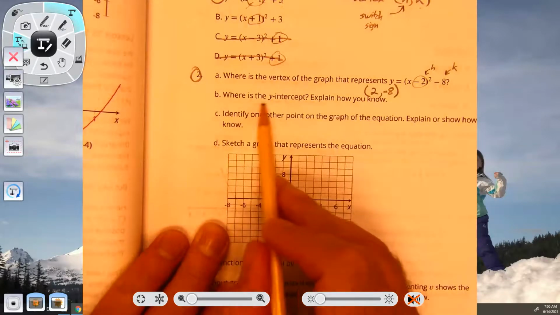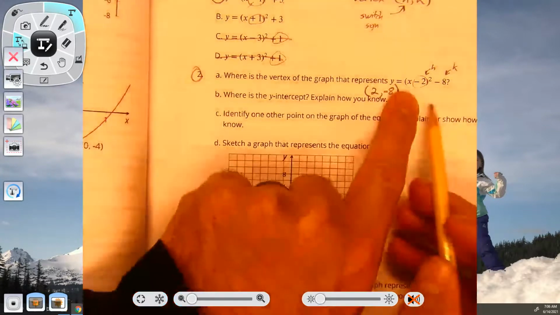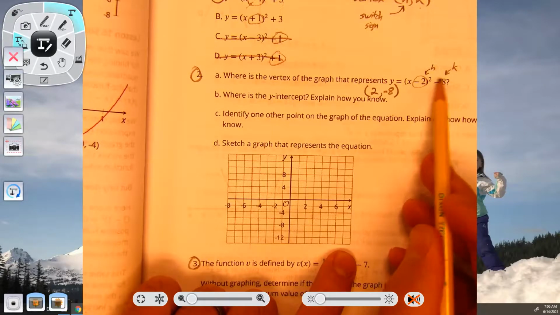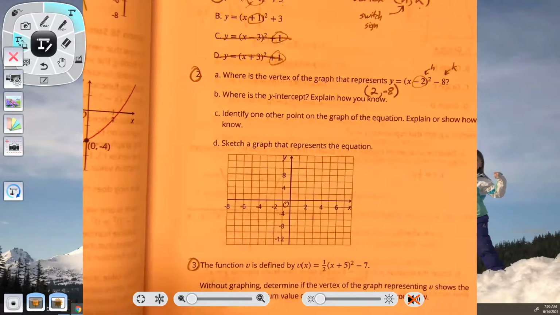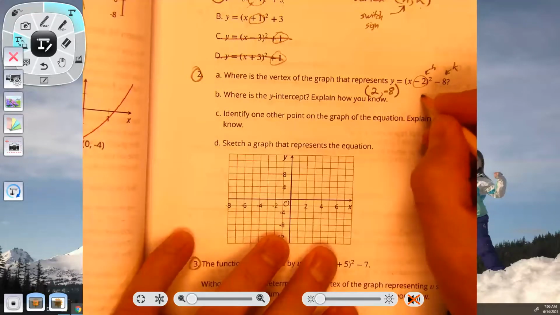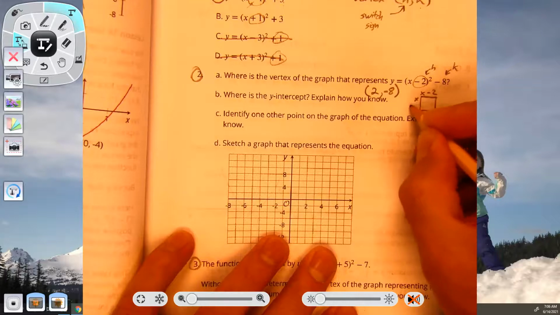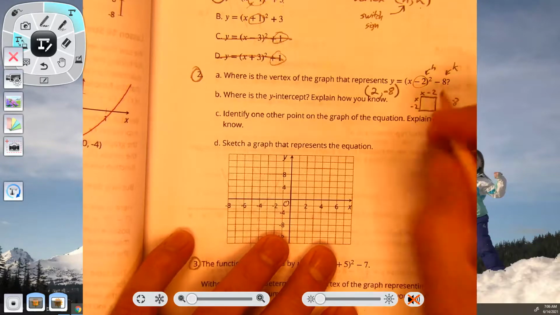Where is the y-intercept? And explain how you know. Well, the y-intercept is always going to be the constant term. In order to find the constant term, we have to actually expand this and then combine this -8 with the expanded version. By expanding, I mean do that box method or the distributive property to write this out all the way. So if I use the box method, I would go x minus 2, x minus 2, and then over here, don't forget the -8. We're going to do that after we do our box method.